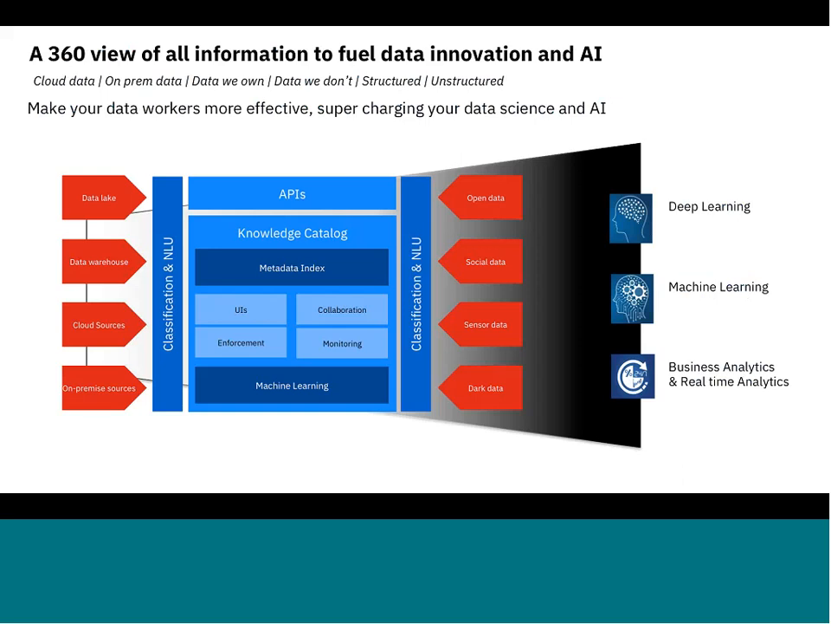So this is just kind of a higher level view of what we're able to do with our knowledge catalog. But this is really around building an intelligent metadata index of all of your information. And like I said, that data can reside wherever you want it to reside. You do not have to move your data into IBM Cloud to make it part of the catalog.